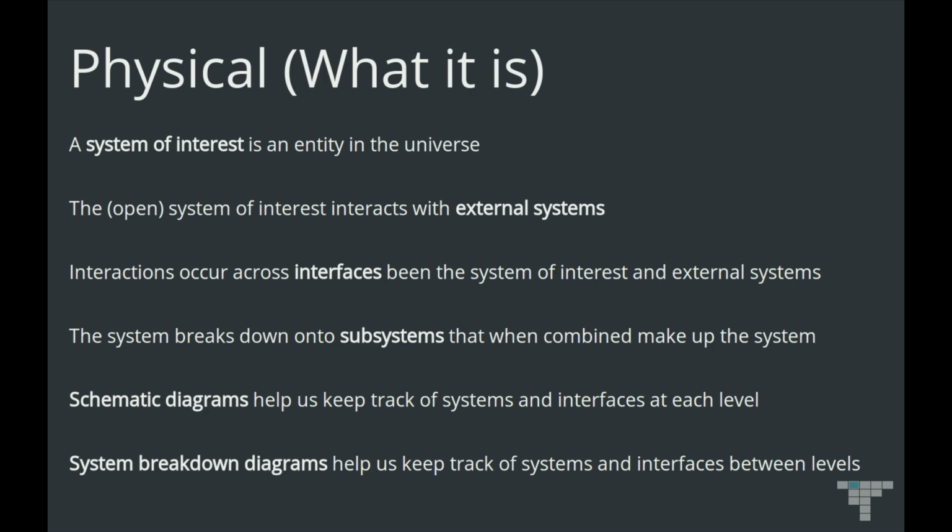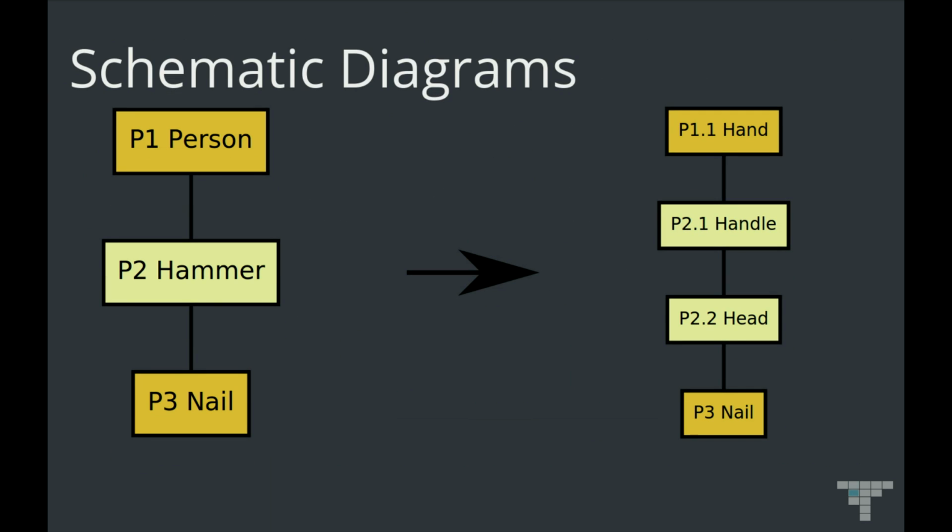Schematic diagrams help us keep track of systems and interfaces at each level. System breakdown diagrams help us keep track of systems and interfaces between levels. Schematic diagrams show the physical systems and subsystems and the interfaces that connect them. As they break down, the schematic diagram structure shows us what they look like at each level.